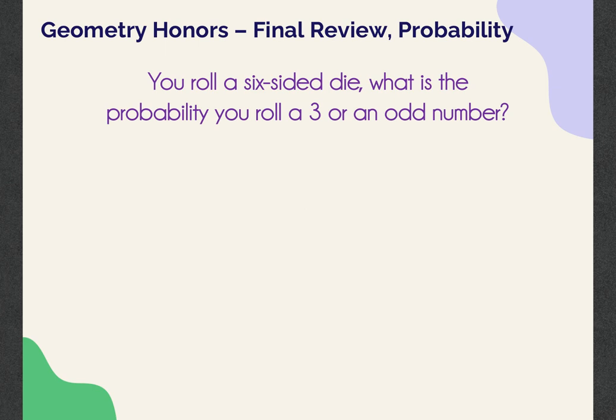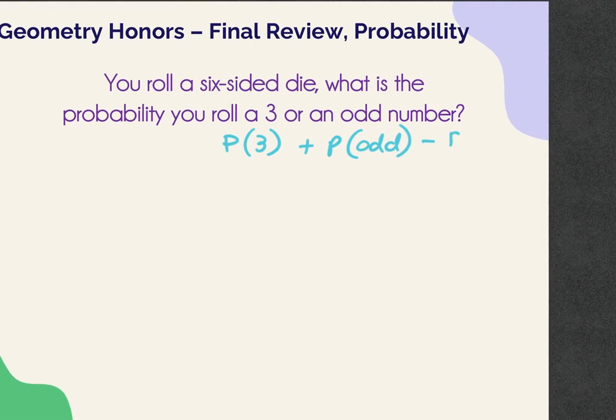Next one said you roll a 6-sided die. What's the probability you roll a 3 or an odd number? These are ones where you can do them as or statements, because I can do the probability that it's 3, or is and, probability that it's odd, minus the probability that it is both 3 and odd. So this is an overlapping probability.